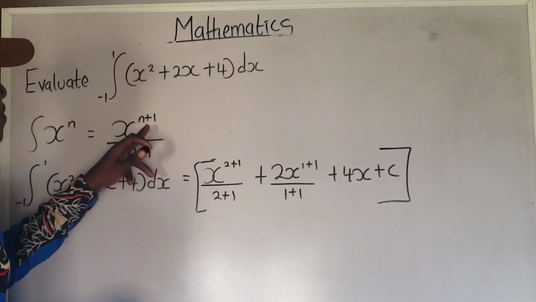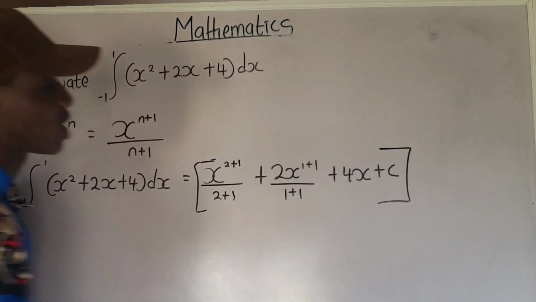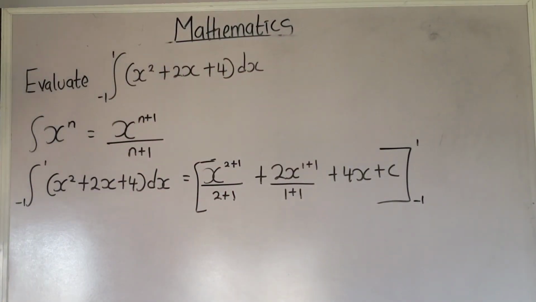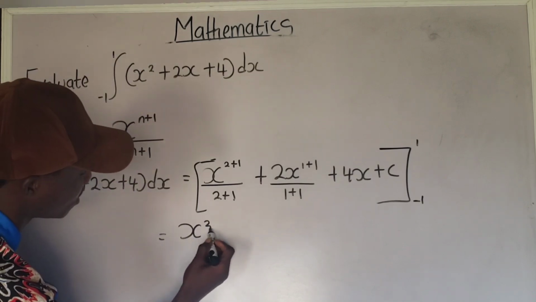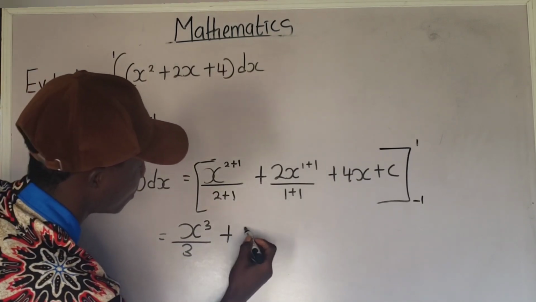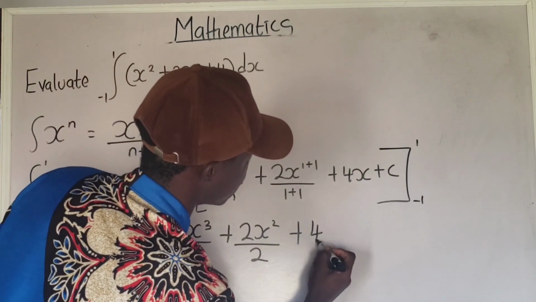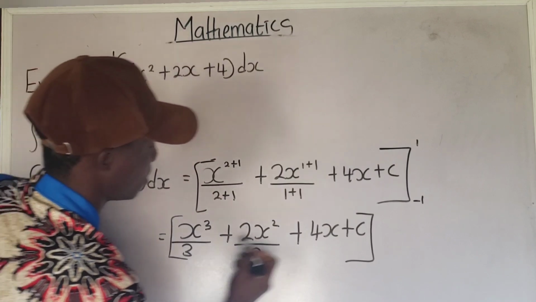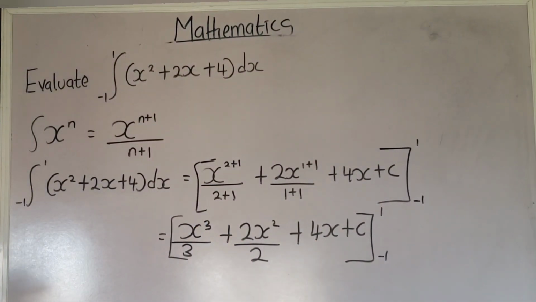Because I have the upper limit and the lower limit, the upper limit is 1 and the lower limit is -1, so I'm going to have 1 and -1 in this place. Okay, let us proceed. For this, I'm going to have x raised to the power of 3 all over 3 plus 2x raised to the power of 2 all over 2 plus 4x plus c, with limits 1 and -1. Okay, please pay attention.